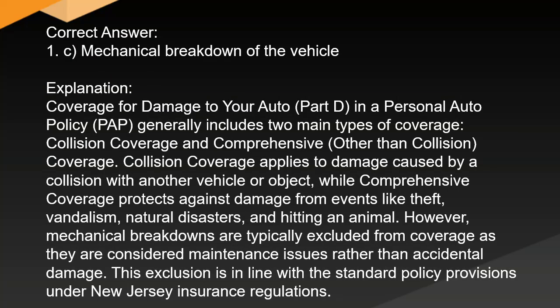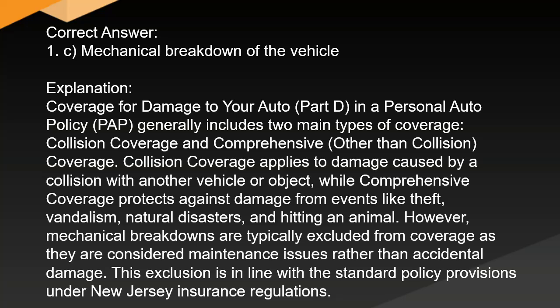Correct answer. C. Mechanical breakdown of the vehicle. Explanation. Coverage for damage to your auto, Part D, in a personal auto policy, PAP, generally includes two main types of coverage: collision coverage and comprehensive, other than collision, coverage.